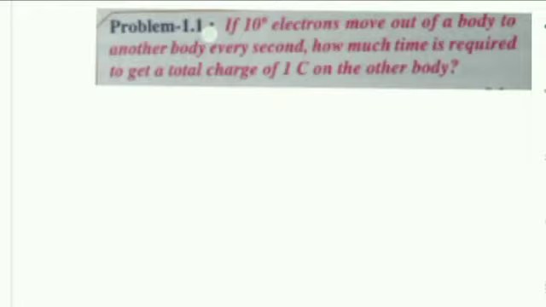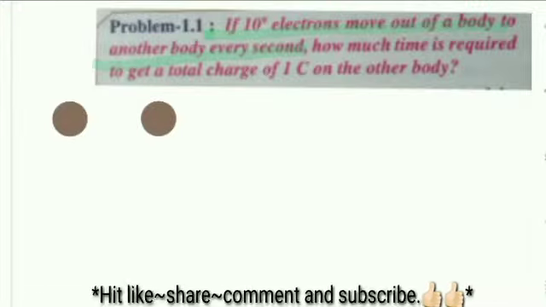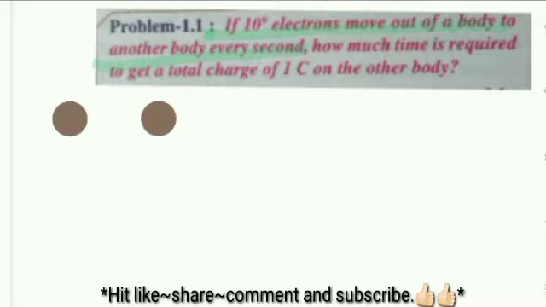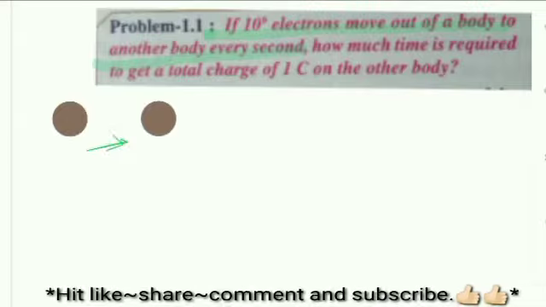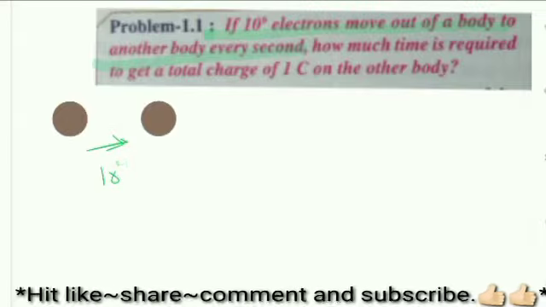If 10 to the power of 9 electrons move out from one body to another body every second, how many electrons move from one body to another body? This is one body, this is another body. 10 to the power of 9 electrons move from one body to another body.